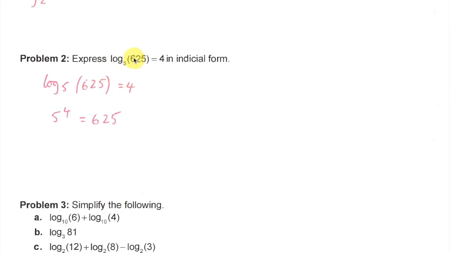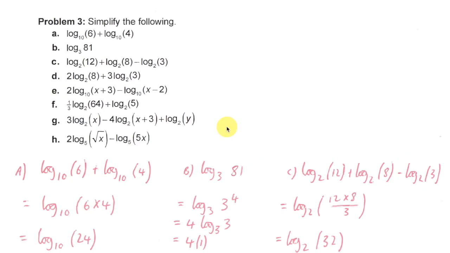Log base 5 of 625 equaling 4 in indicial form. So log base 5 of 625 is equal to 4. I'm looking at the application of log laws now to simplify various expressions.